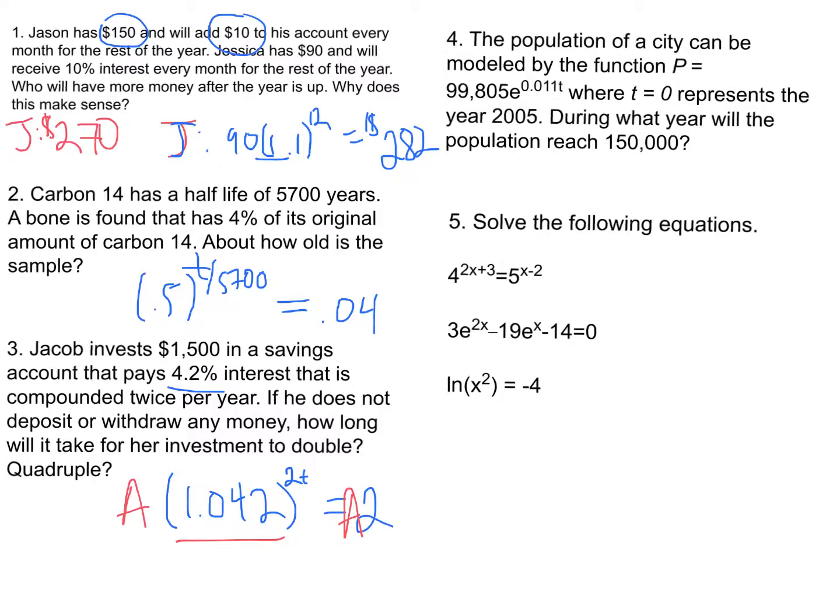Okay. Number 4, the population of a city can be modeled by P, where t equals 0 is 2005. During what year will the population equal 150,000? So I want to set this equal to 150,000 and solve for t, and I will definitely want to use the natural log at some point there.